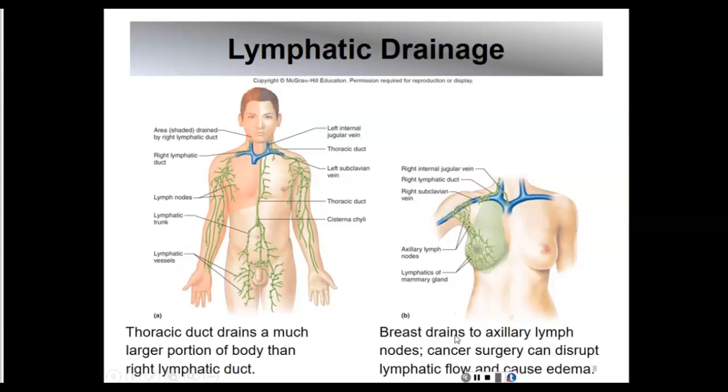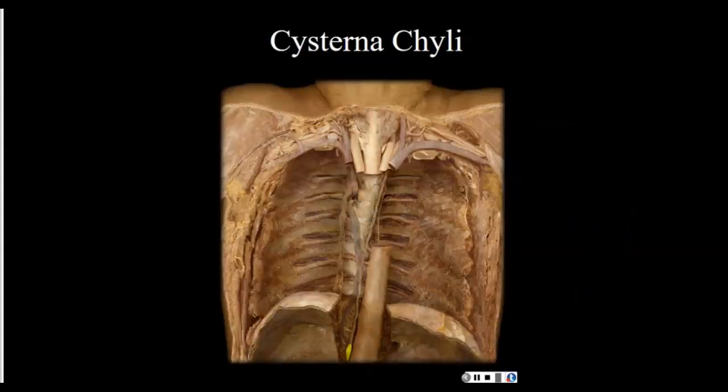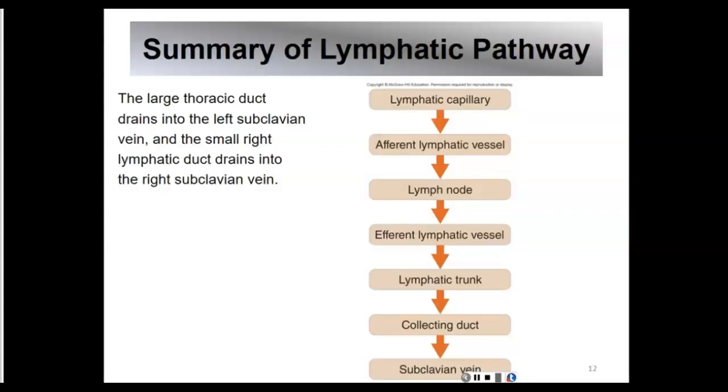The breasts drain to the axillary lymph nodes, and sometimes when there's a mastectomy done, they'll be removing these lymph nodes, or any kind of surgery, like a lumpectomy. It can remove some of those and cause edema. Here's the axillary drainage and mammary regions. This is the pathway to the large thoracic duct.